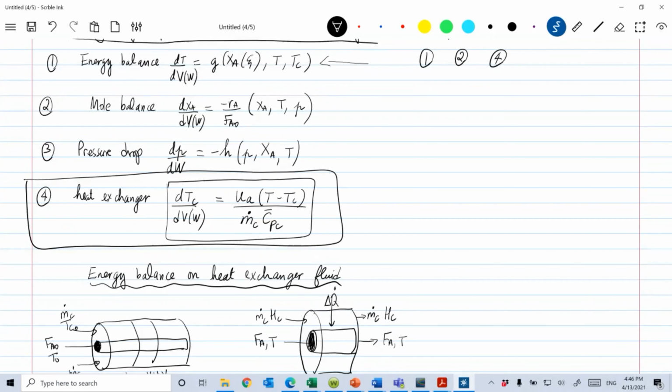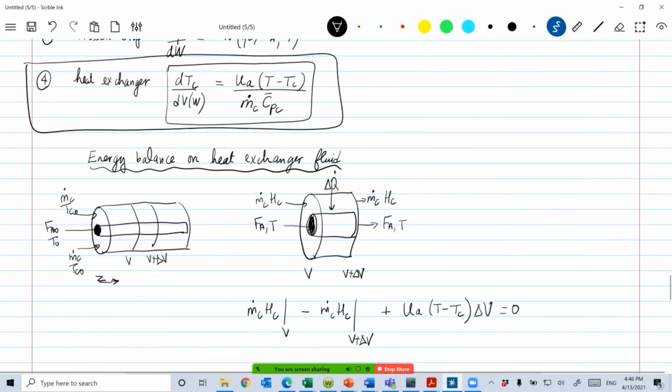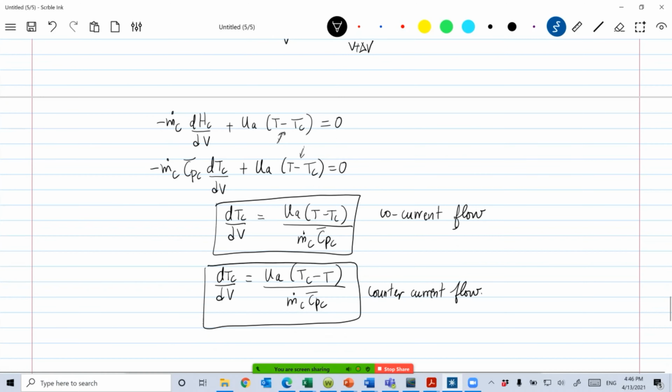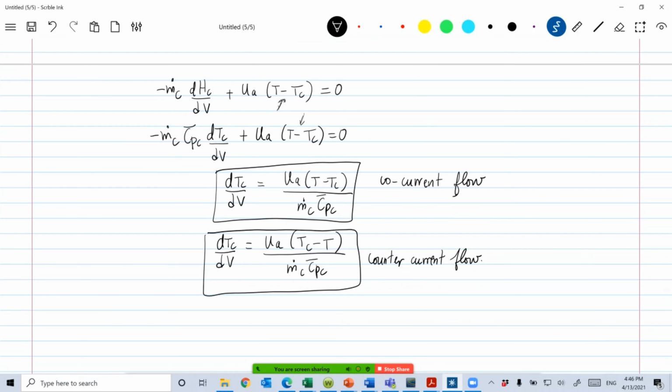This here becomes co-current, and if it's countercurrent, you change the signs. This is pretty much how you plug everything in, and this is how you go about solving it. It becomes rather simple, honestly.